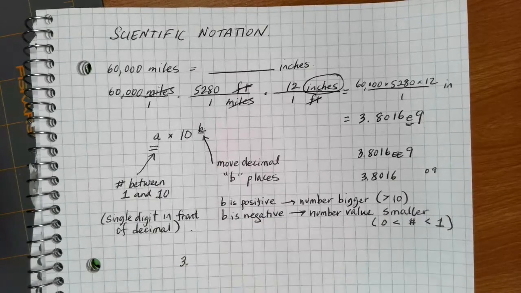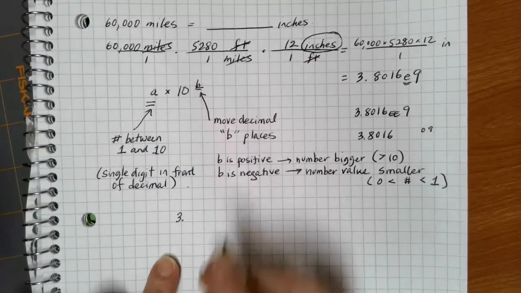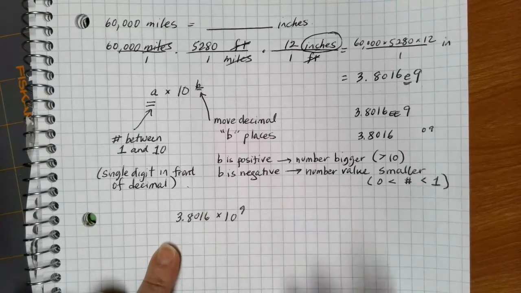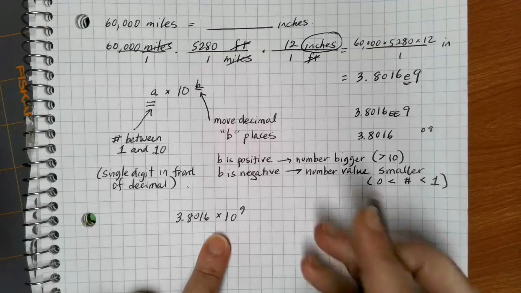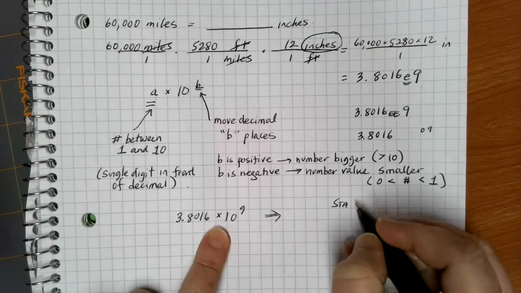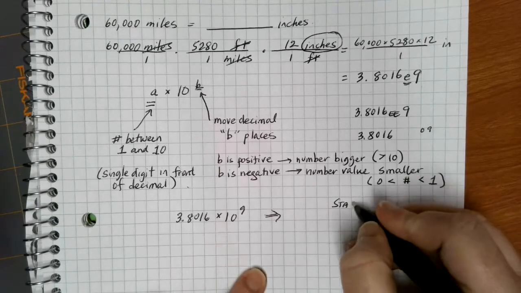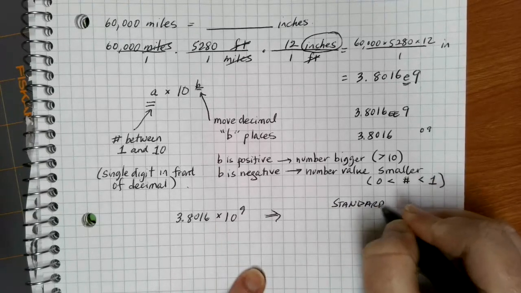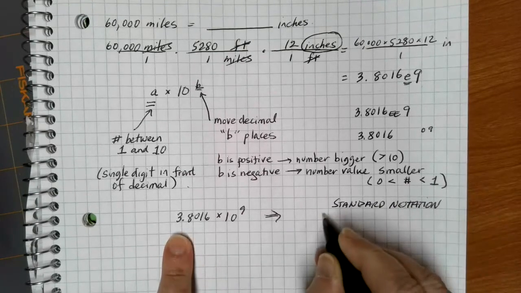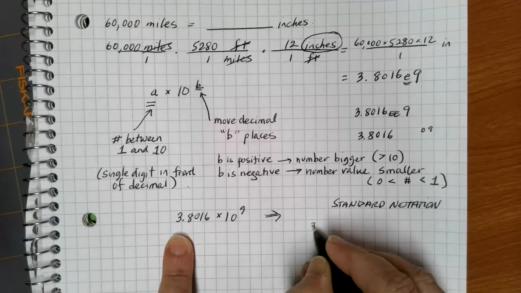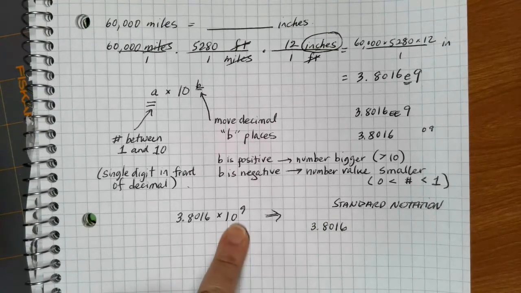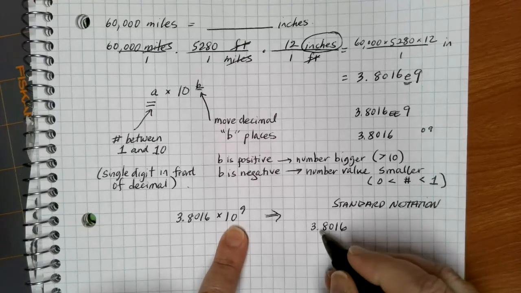So if we were to write the value that we found on our calculator, we'd have 3.8016 times 10 to the 9th power. So if I want to figure out what that would be in what we call standard notation, which is not having something times 10 to a power, what I do is I start with my 3.8016, and I'm going to move the decimal in a way that's going to make my number bigger, and I'm going to move the decimal 9 places.